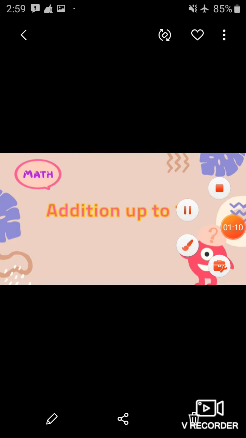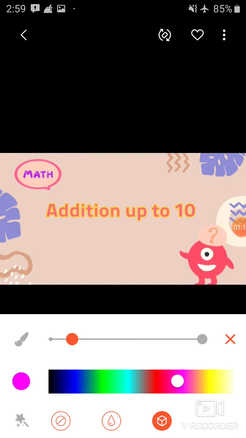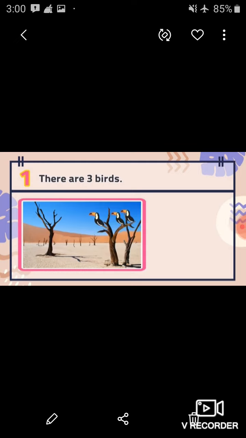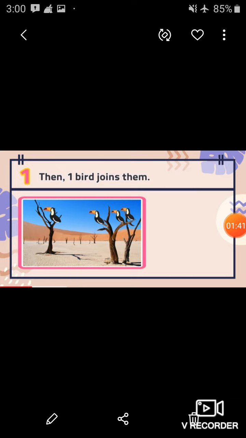Students, this is the symbol of addition, that is known as plus. First of all, let's discuss one example for addition. Look at this picture. There are 3 birds on the tree. Now one more bird joins them. So now students, how many birds are there? To find this we have to add.